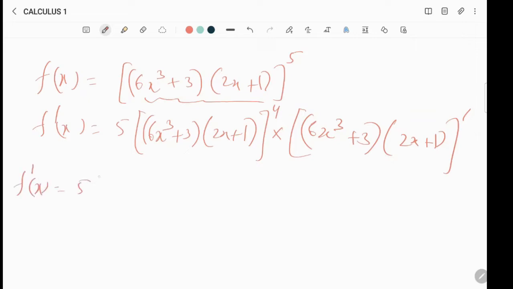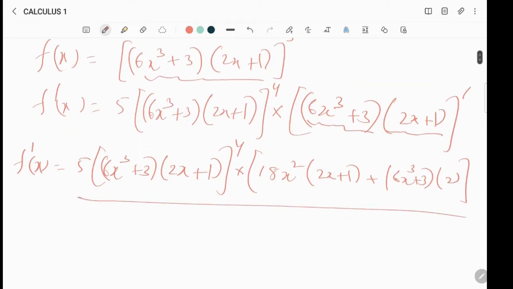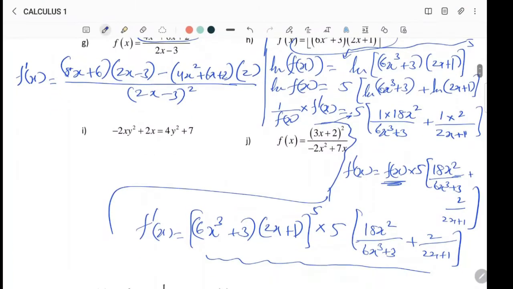Now f dash x is 5 times 6x cubed plus 3 bracket 2x plus 1 bracket has power 4. Now this is product rule. Okay, we have two functions, 1 and 2. So first differentiation, which is 18x squared times 2x plus 1 plus 6x cubed plus 3 bracket 2. Okay, now you can simplify this. We can get f dash x from here as well. Okay, both methods are important, both methods are valid.